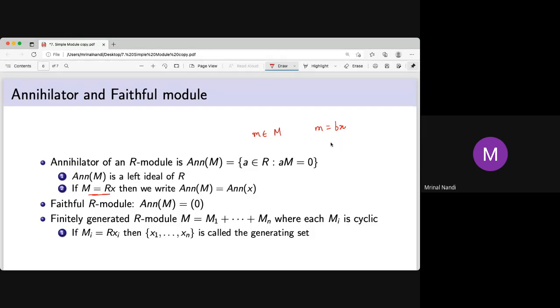And that element annihilates BX. If A annihilates BX, then A into BX is 0, since A is the annihilator of BX. So you just write ABX, so AB annihilates X. So we just write this. If it's a cyclic module generated by a single element, we can easily prove that the annihilator is a left ideal. That is also easy.